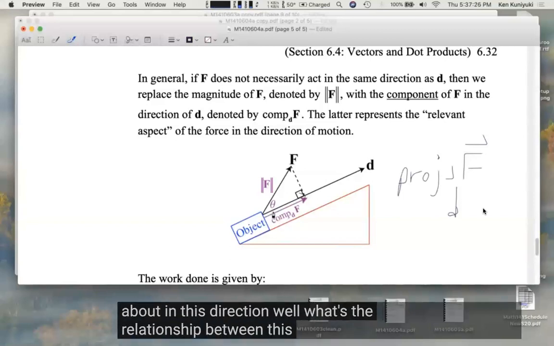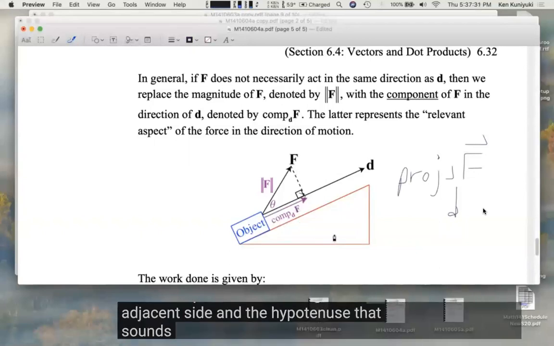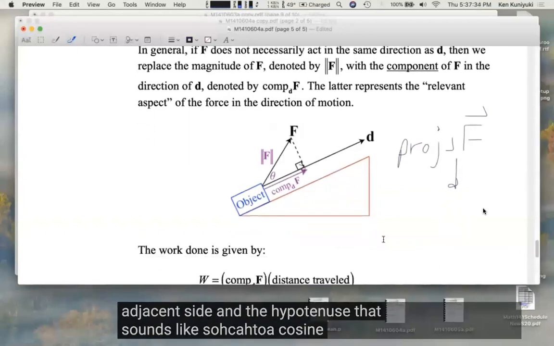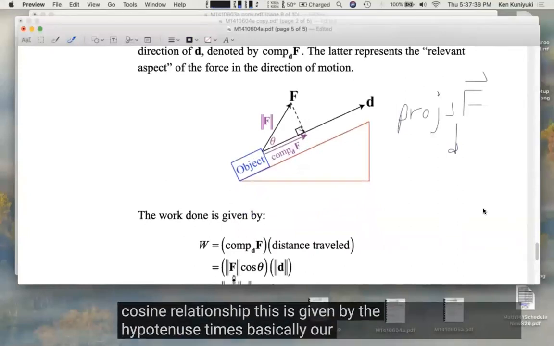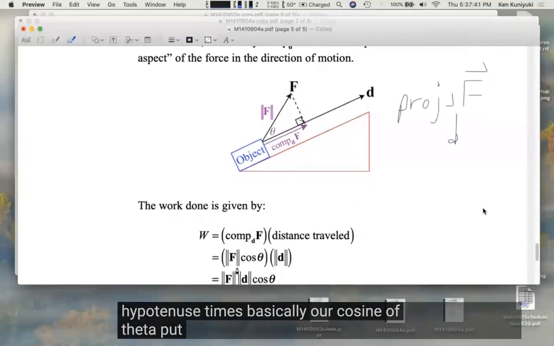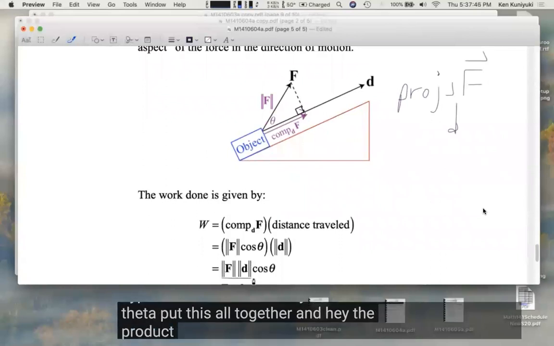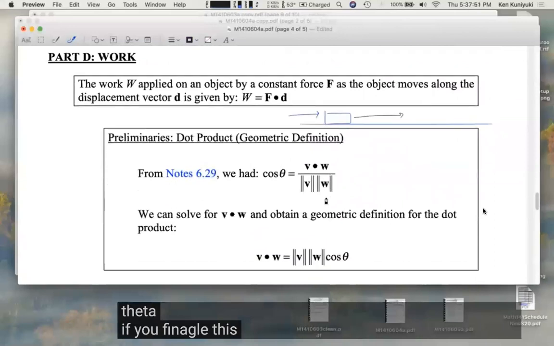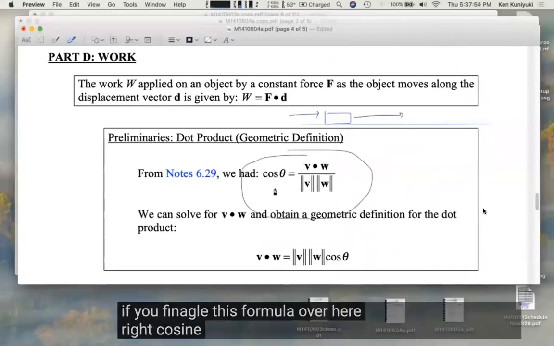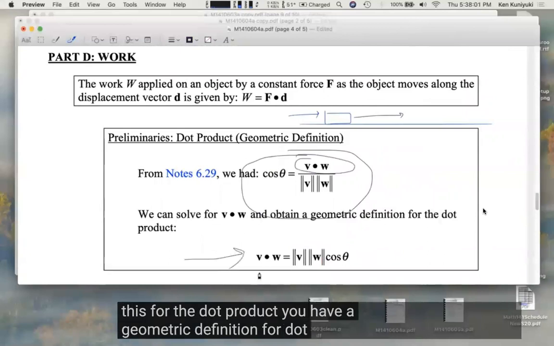Well, what's the relationship between this angle, this adjacent side, and this hypotenuse? That sounds like SOHCAHTOA, cosine. It's a cosine relationship. This is given by the hypotenuse times, basically R, cosine of theta. Put this all together, and hey, the product of lengths times the cosine of theta. If you finagle this formula over here, cosine of theta is the dot product over the product of the lengths. If you solve this for the dot product, you have a geometric definition for the dot product.